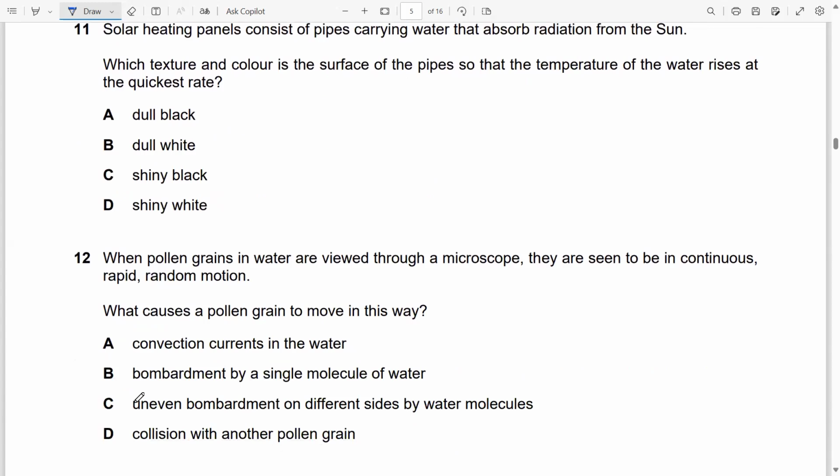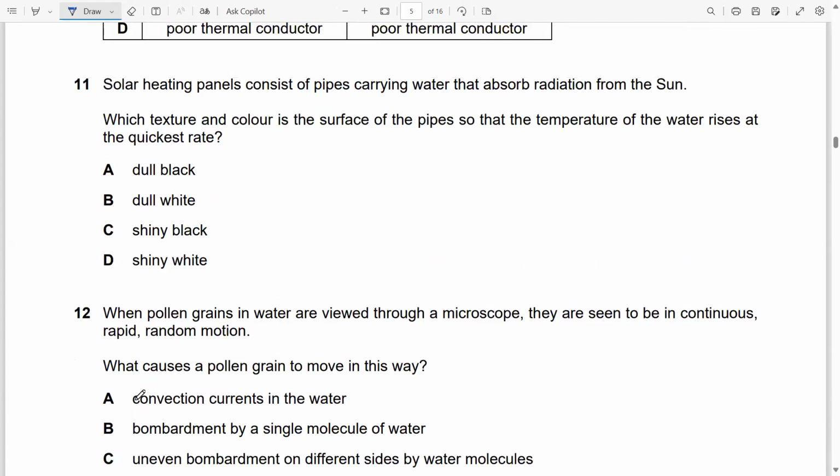Question 11th. Solar heating panel consists of pipes carrying water that absorb radiation from the sun. Which texture and color is the surface of the pipe so the temperature of the water rises at the quickest rate? This means we want a good absorber, and dull black color is a good absorber. So option A is the correct one.